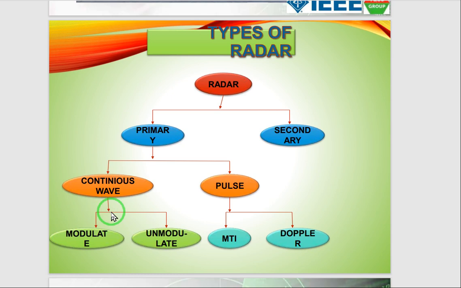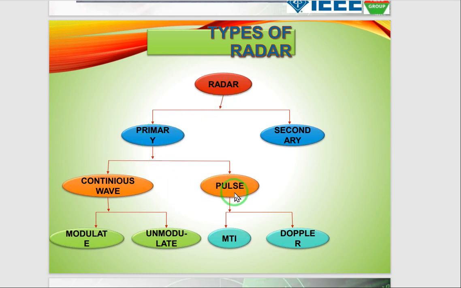Further, continuous wave radar is divided into two types, modulated and unmodulated. That means the wave that has been used in the radar is modulated or unmodulated. If it is a modulated wave, then it comes under the category of modulated continuous wave primary radars. And if the continuous wave is unmodulated, then it comes under the category of unmodulated continuous wave primary radar.